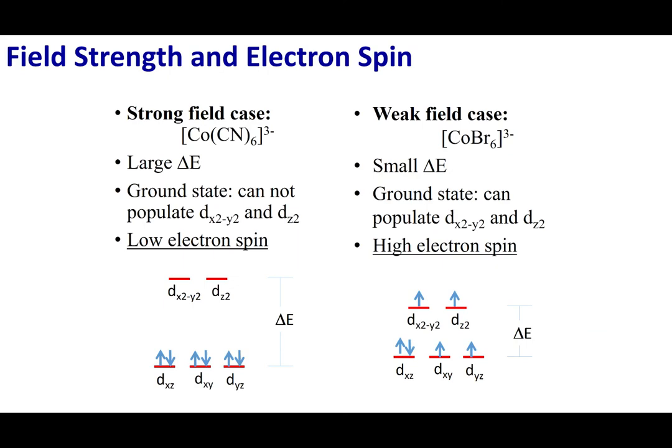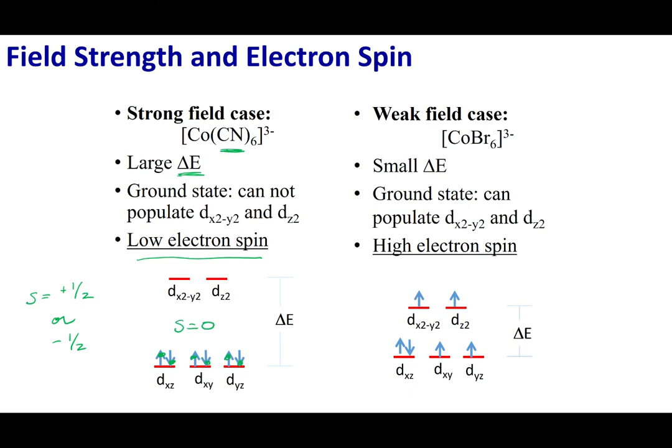Now, if my ligand is a strong field ligand, say something like cyanide, that's going to lead to a large delta E. And so I'm going to pair my electrons before I promote them. This is called the low spin case. The reason it's called low spin is that the spin of an electron is either +1/2 if the arrow is pointing up, or -1/2 if the arrow is pointing down. So if I add up all the spins here, +1/2, -1/2 cancels each other out, +1/2, -1/2, +1/2, -1/2. So the total spin of this is 0.